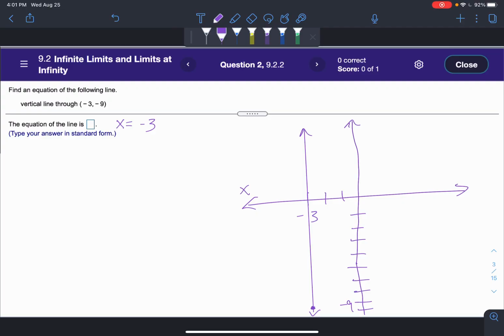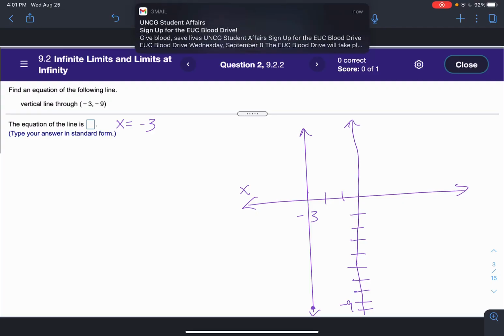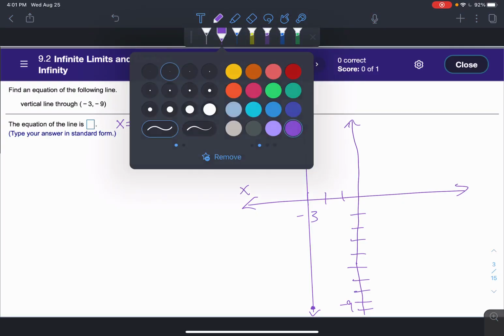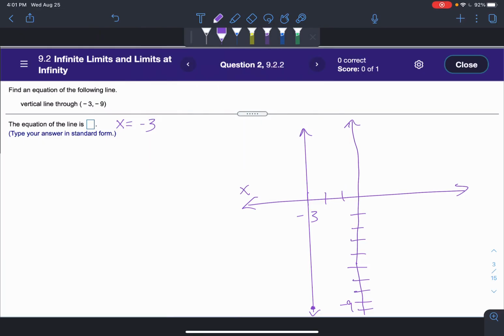because no matter what my y is, my x is always going to be -3. So at this point, let's call it 2, I have -3, 2. Let's pick this point, I think that's -5. So I have the point -3, -5, and then this point down here, which we were given. Notice how all of these have x values that are -3. So that's why we have this equation for this line.